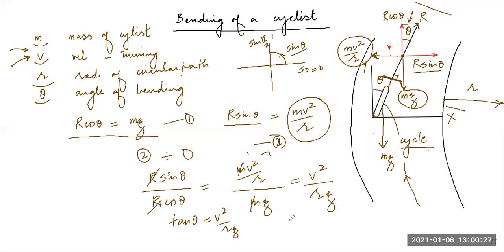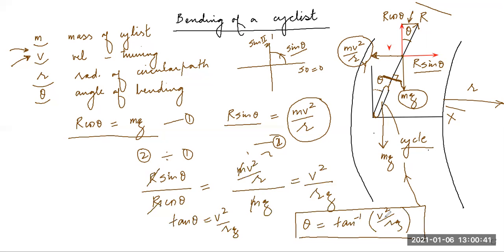So from this, students, what is the value for theta? Theta will be equal to tan inverse of v square by rg. Very simple, I will get the angle of the bending, right? So if v is given, what is v? The velocity of the cyclist while turning. And if suppose the radius is given, we will be able to find theta.